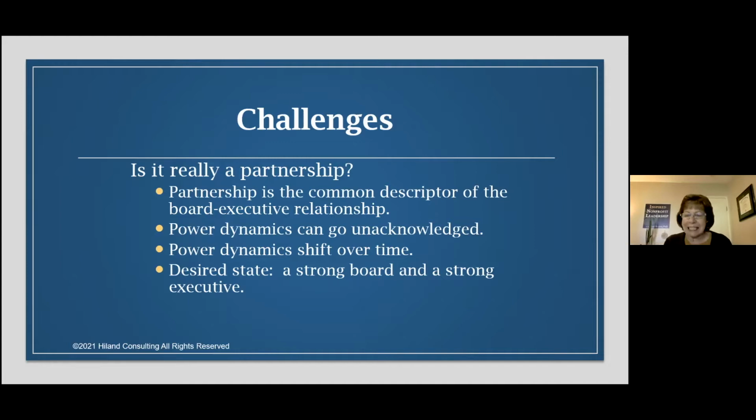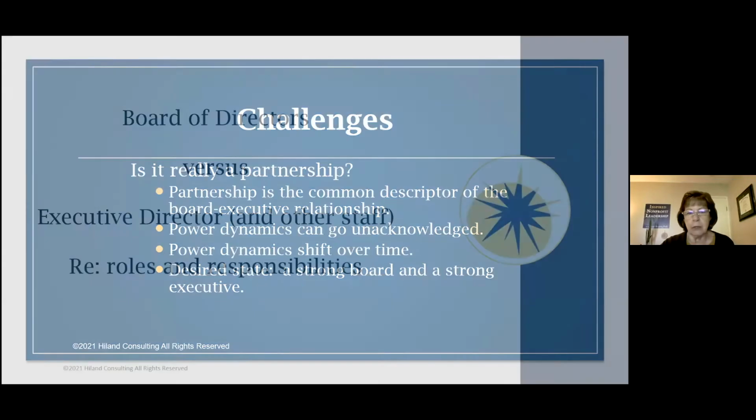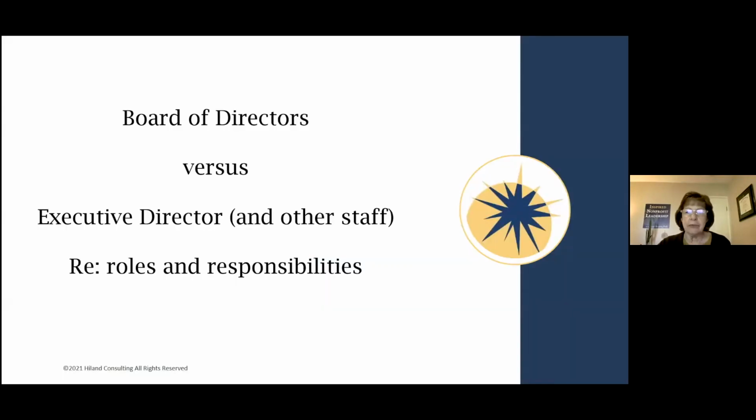But the ideal for a most effective relationship is that you have a strong board balanced with a strong executive director. And this would be true again for any board committees where you have a staff person serving on them. So that's really important. Okay, so those are the key challenges in the relationship. Now let's move to the second thing we want to talk about this morning, which is the board of directors versus the executive director and other staff as well in terms of the roles and responsibilities.